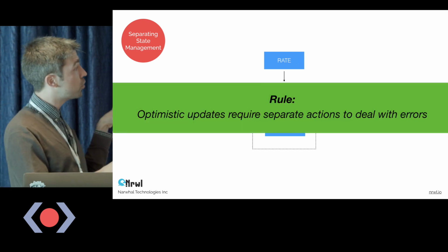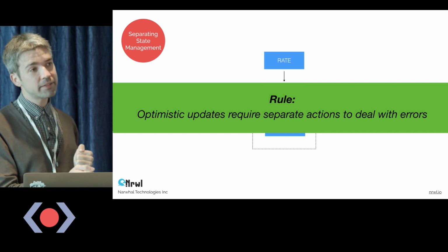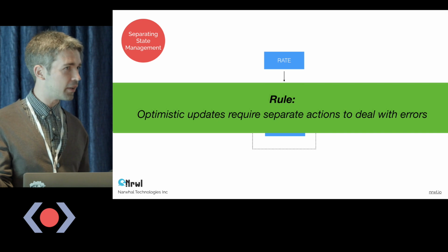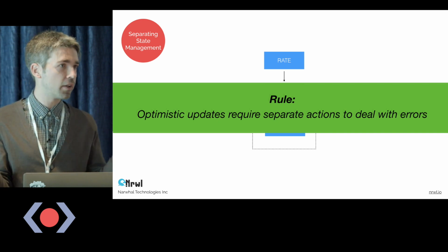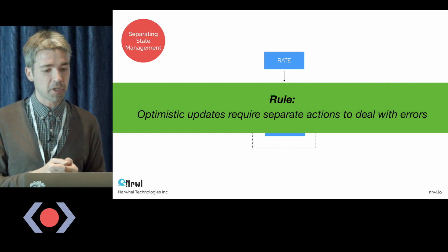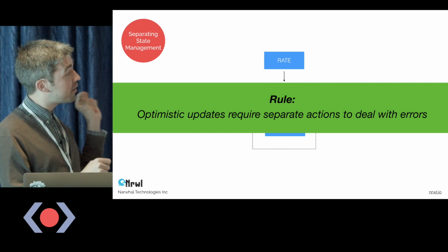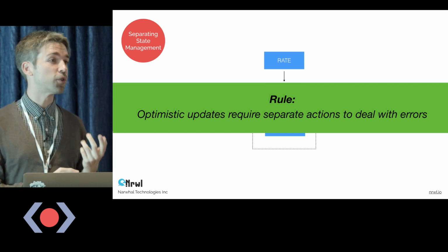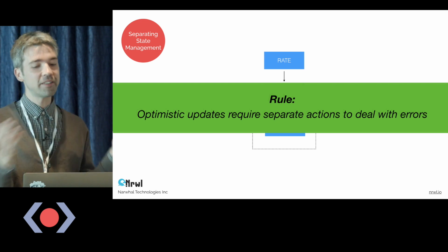So in general, this is a very good rule to follow, which surprisingly very few people follow, which is optimistic updates, which is most of our updates. If you build web applications, chances are most of your updates are optimistic updates, unless you build hardcore financial software where it may not be appropriate all the time. Optimistic updates require separate actions to deal with errors or failures. So don't try to patch it up in place and pretend it didn't happen, yes?